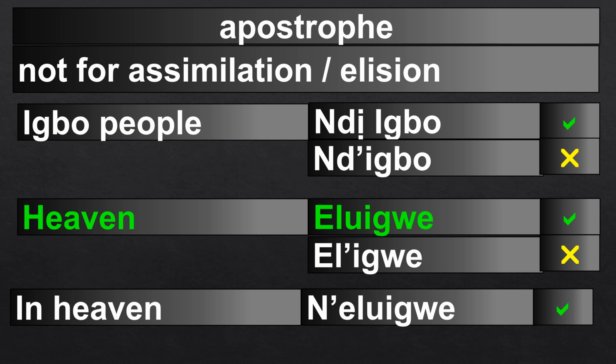Again, when we write heaven, heaven is eligwe. There's also vowel assimilation here, but we still write it eligwe, the full word, instead of using apostrophe to represent the assimilation. However, when we write in heaven, because in is a preposition, which is na, in heaven, na eligwe. So in that case, because in is a preposition and eligwe begins with a vowel, we can write n'eligwe. Okay?